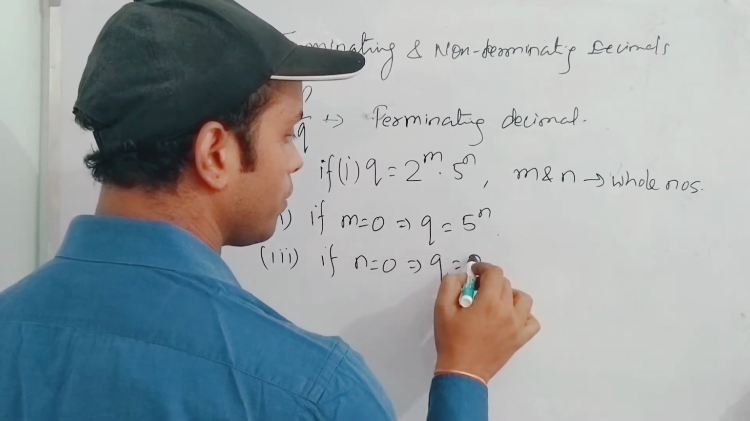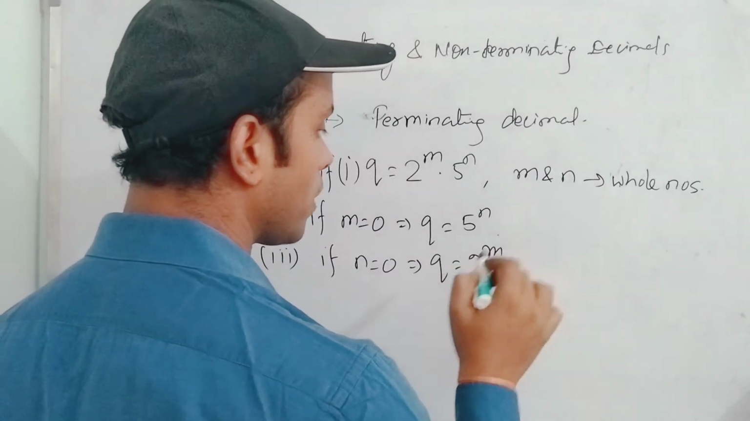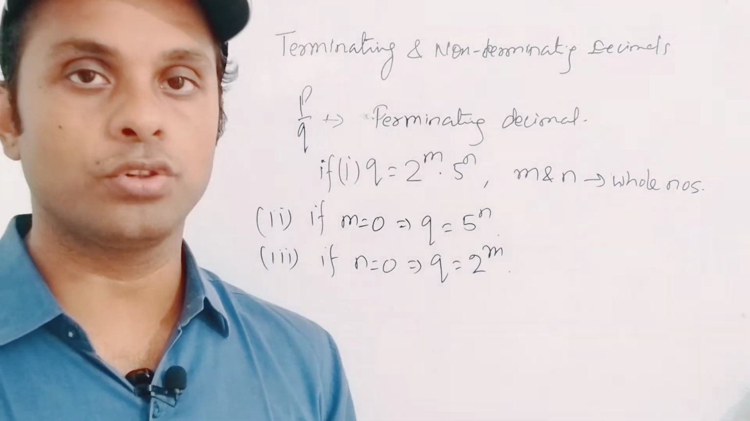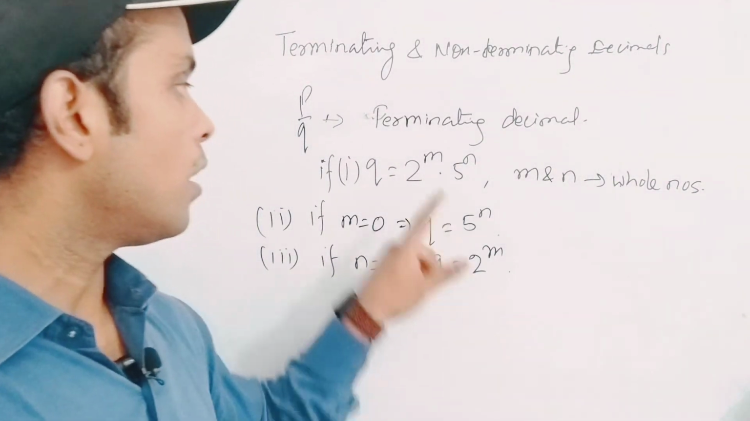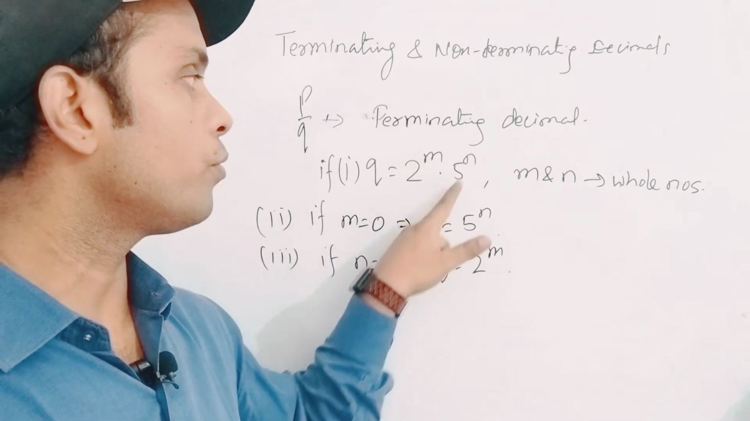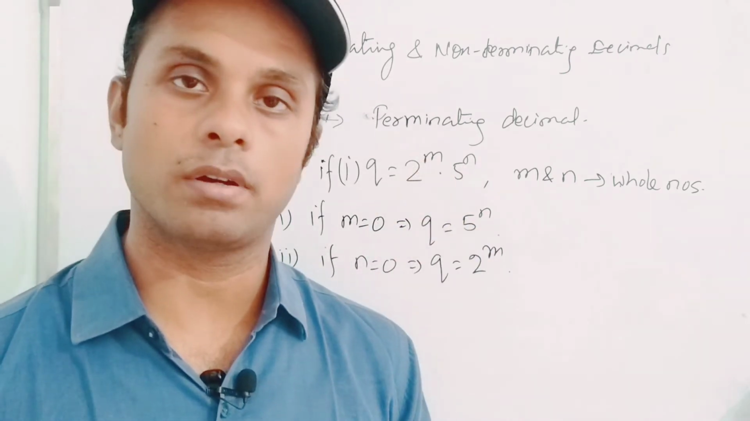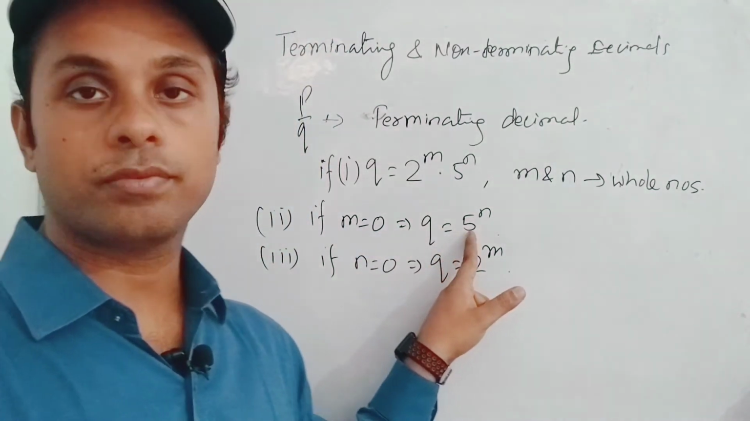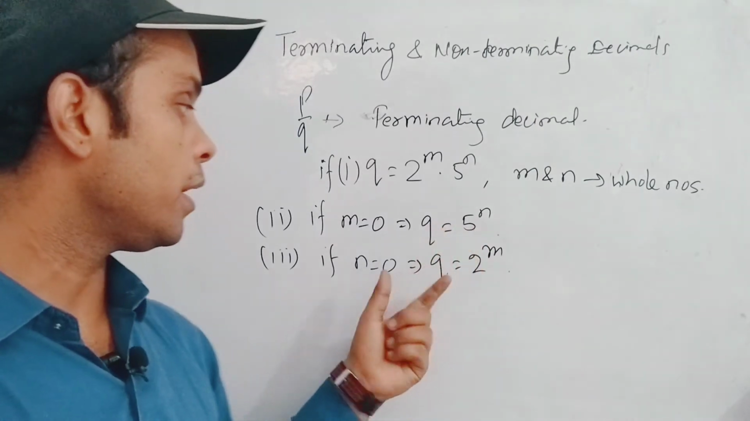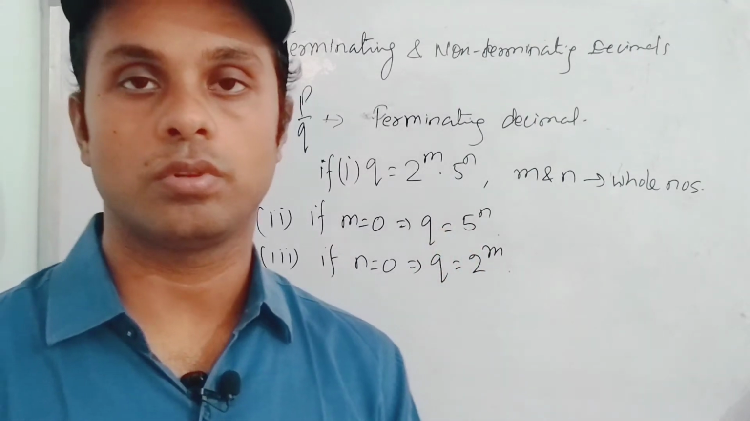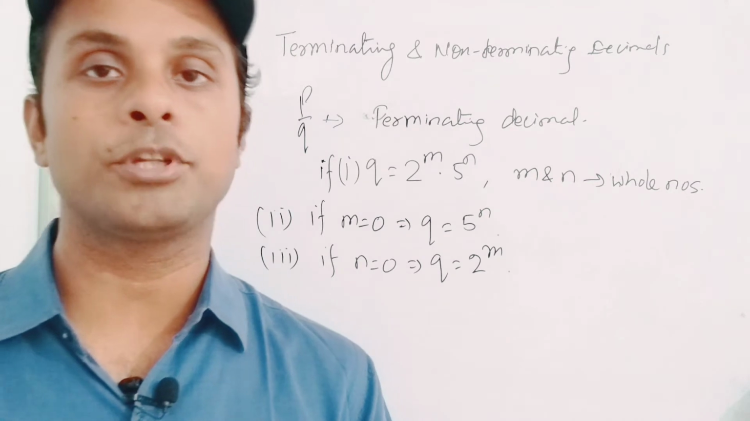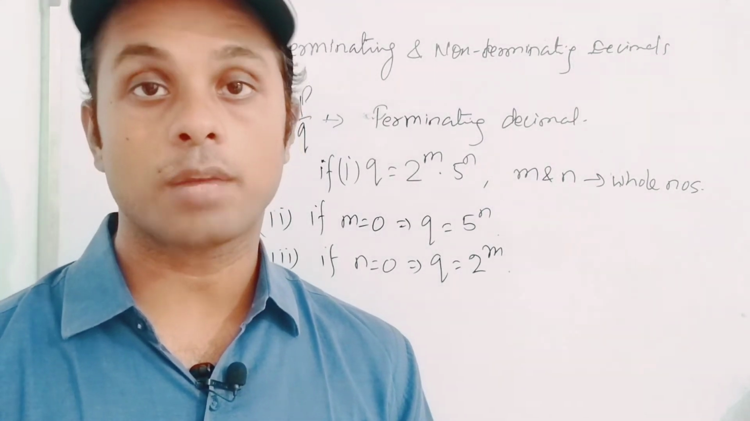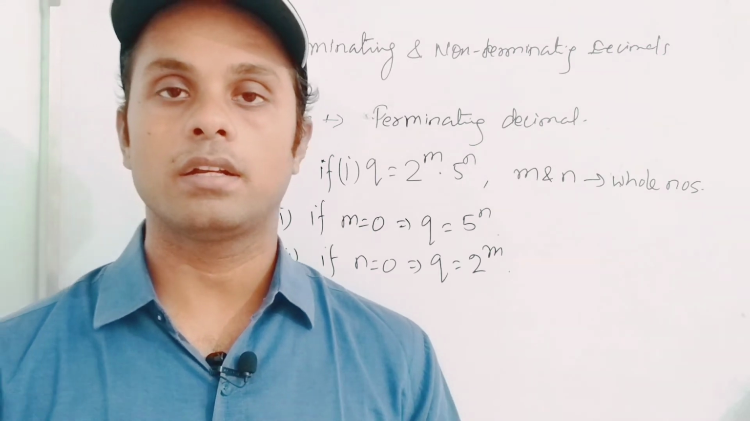Then q will be of the form 2 raised to the power m only. It means the prime factorization of the denominator q may be of the form 2 raised to the power m into 5 raised to the power n, meaning in terms of 2 and 5 only, or it may be in terms of only 5, or maybe in terms of only 2.